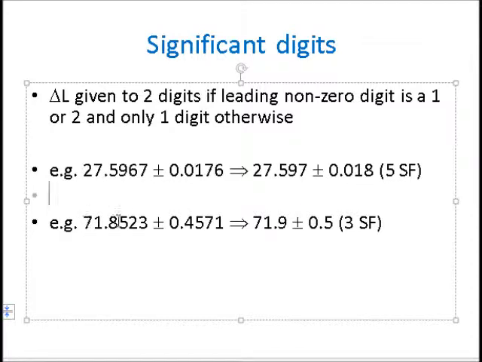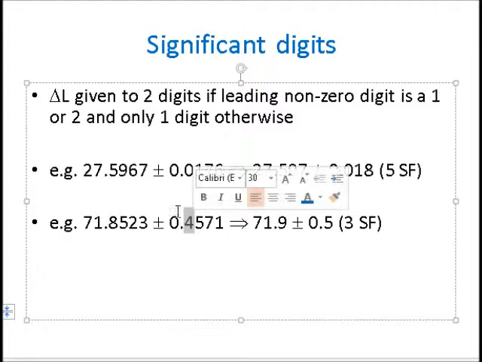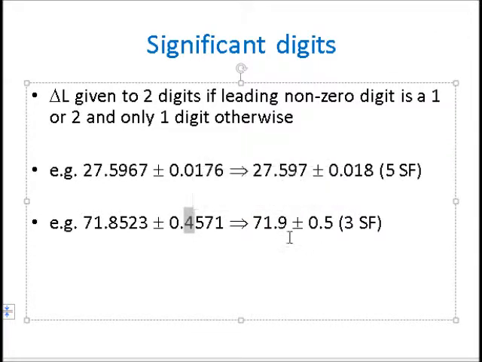Second case, here's my number. My uncertainty is 0.45. Well, this is not a 1 or a 2, so we round this number to 0.5, 1 digit, and 0.5, right, is 1 place after the decimal. So this number has 3 sig figs.